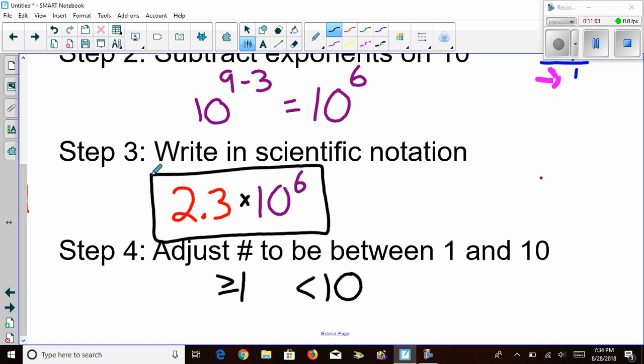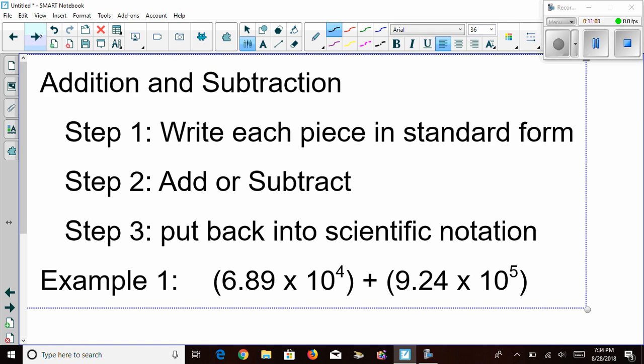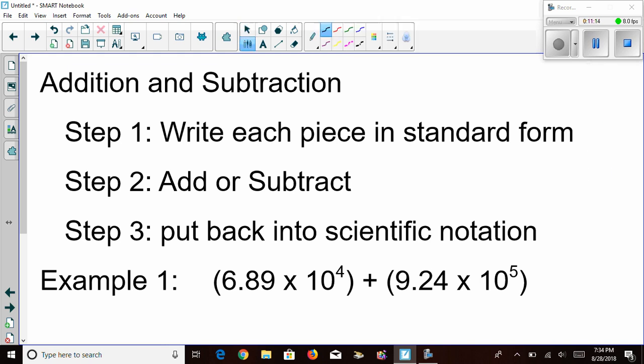Now let's jump over and look at adding and subtracting. For this one, I'm going to start by giving you the steps first. Here, we're just going to have 3 steps. First, I want to take each number, each piece, and write it in the standard form, meaning we're going to write it so that it no longer says times 10 to a power. Next, we will add or subtract depending on what the problem is asking. And then we will put our answer back into scientific notation.